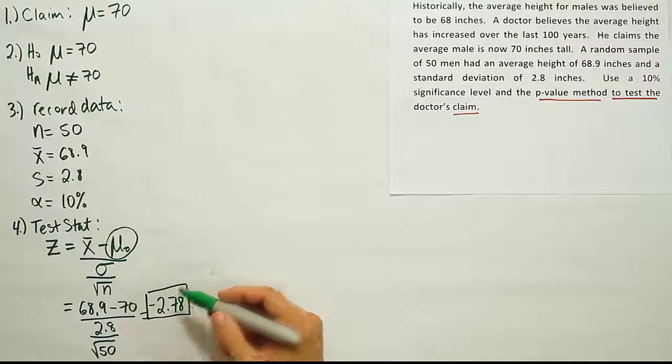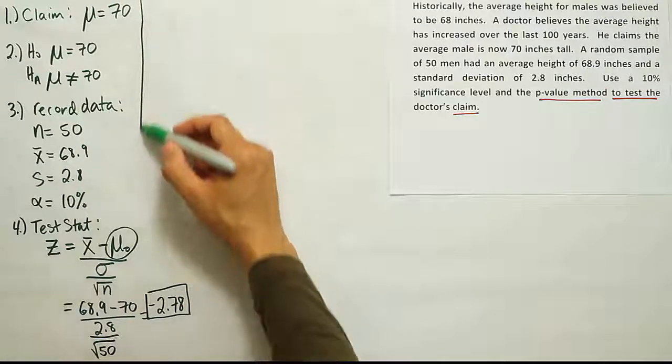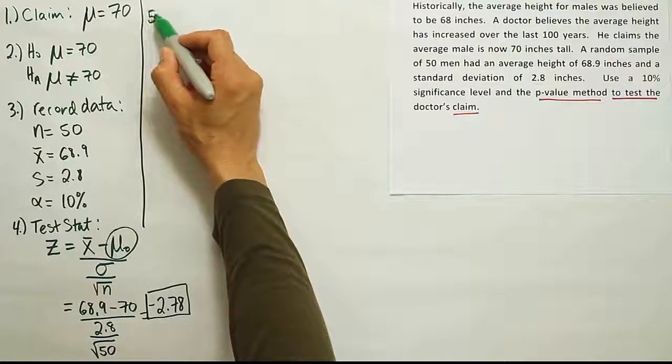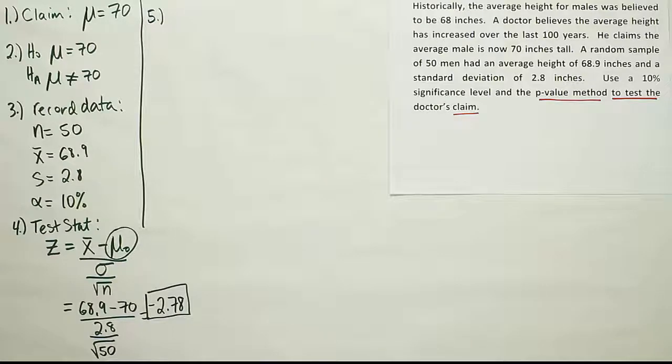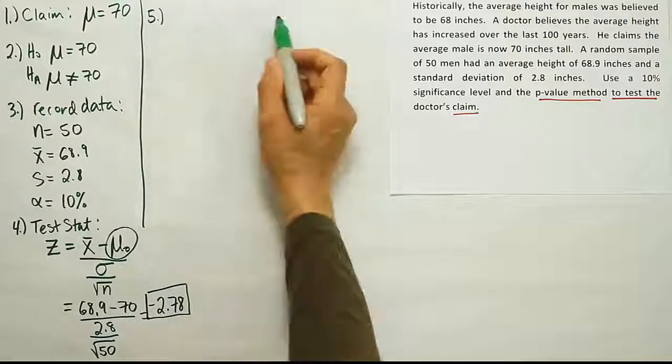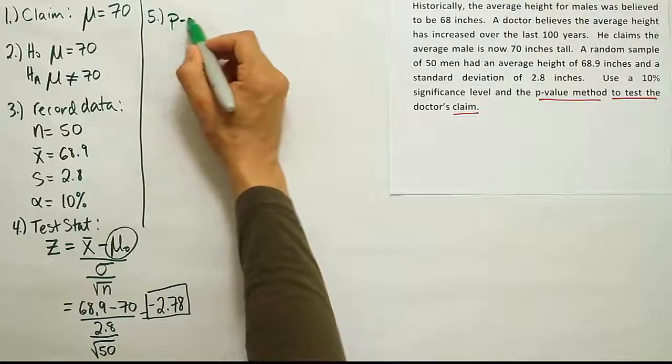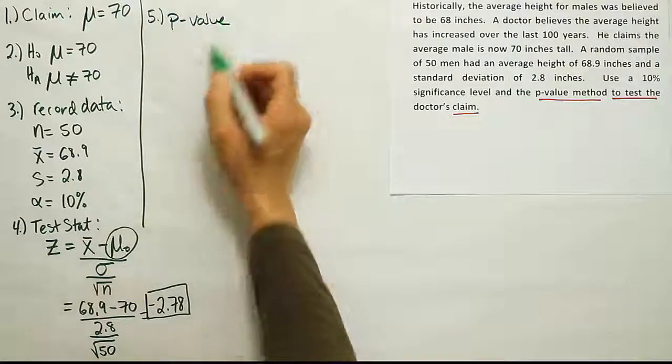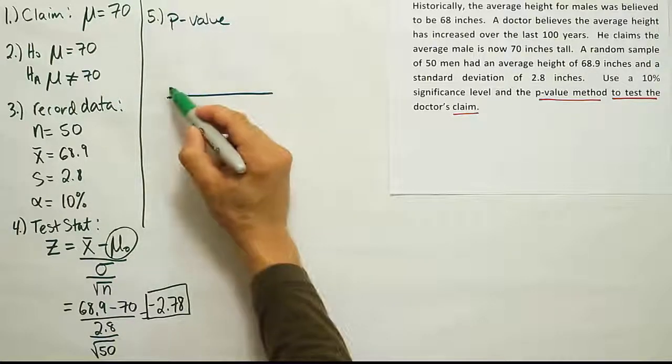Now our next step is to get the p-value. So step 5. The difference between the traditional method and the p-value method to a hypothesis test is that in step 5, we do the p-value approach instead of the critical value. So in order to calculate the p-value, I would like you to first draw a bell curve.